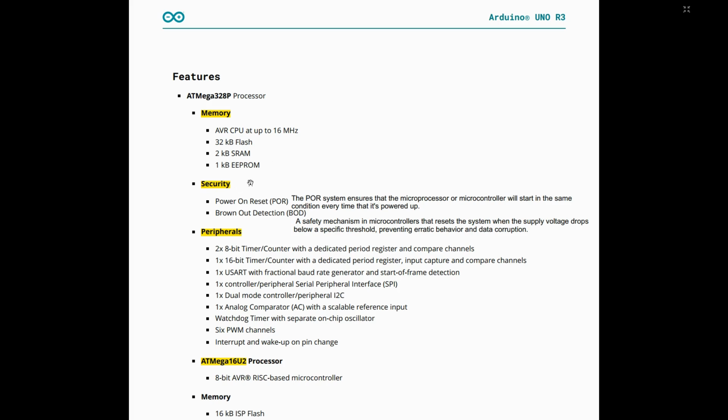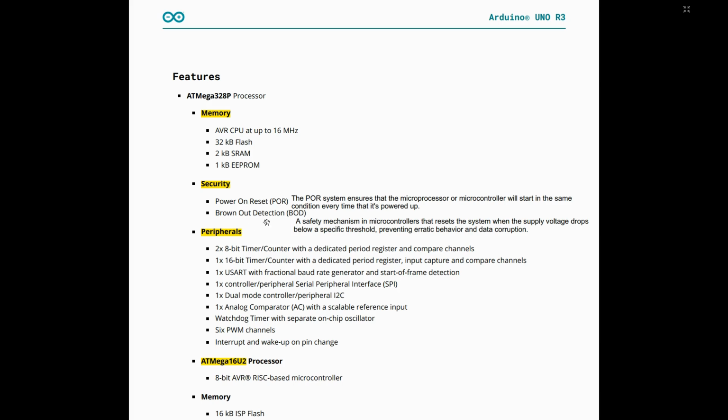The next features regarding security: it has two features that are very important for any microcontroller, that is power-on reset and brownout detection. Power-on reset means whenever you power on the microcontroller, it will start in the same condition every time. Let's say a controller was running some instructions and we switch off its power supply; the next time we power it up again, it will start from the very beginning of the instructions.